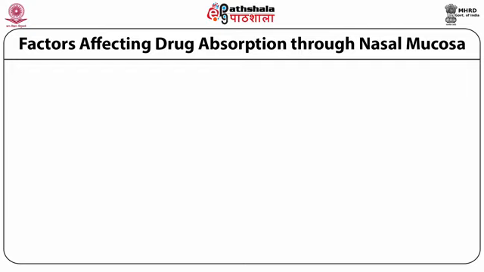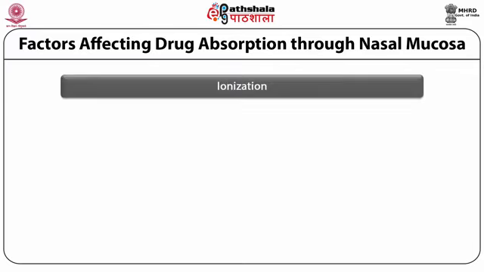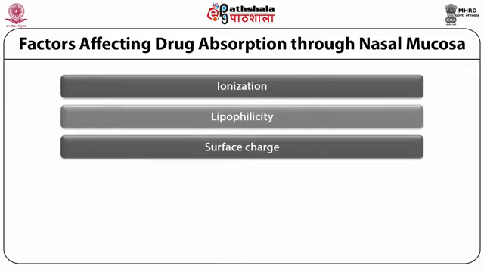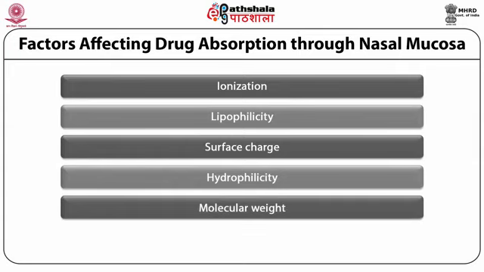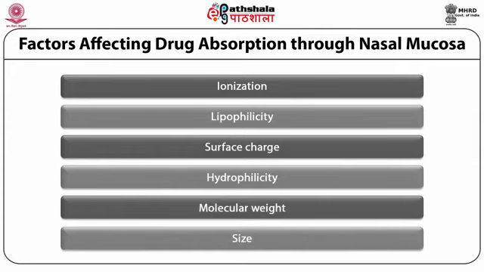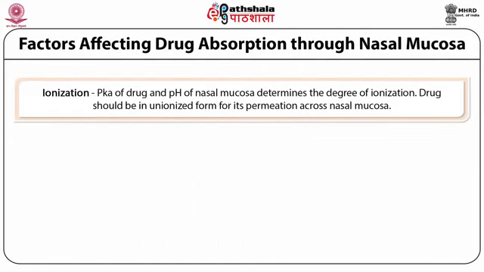The factors which affect the absorption of drug through nasal mucosa are ionization, lipophilicity, surface charge, hydrophilicity, molecular weight, and size of the molecule. Ionization: pKa of drug and pH of nasal mucosa determine the degree of ionization. Drug should be in unionized form for its permeation across nasal mucosa. So the drug should be buffered so that nasal mucosa pH does not produce any change in formulation pH.